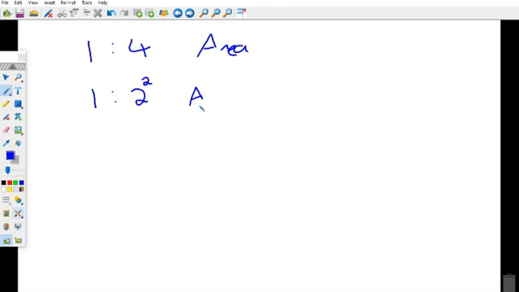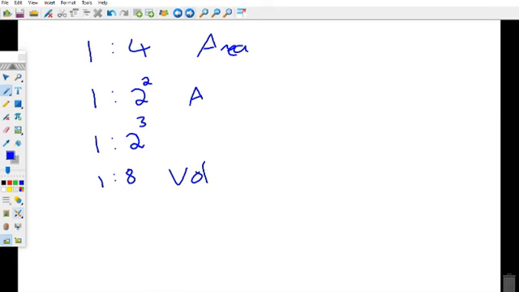So if we're doubling volume, what do you think it's going to be? It's 1 to 2, because we double it to the power of what? What do we do with volume? Cubed. So 2 cubed is 8. So for volume, if we double the dimensions, the volume should increase by 8.